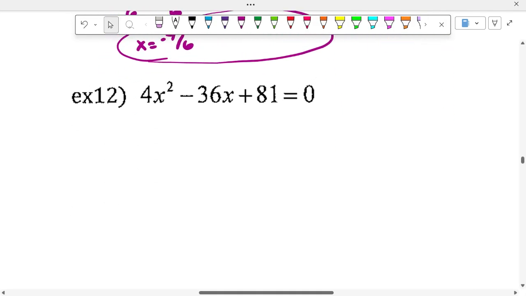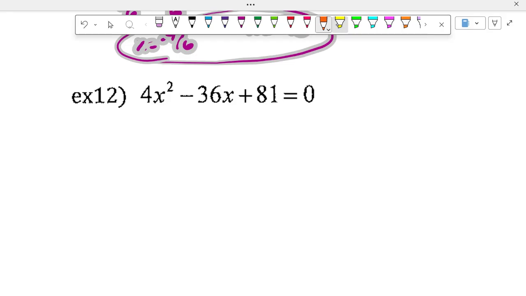All right, look at example 12. So, at first glance, which one do you think this would be? A perfect square trinomial or a difference of squares? Trinomial. First off, it's a trinomial, all right? So let's check to see if it actually is. Are my first and last terms perfect squares? Yes, they are. So let's take their square roots.